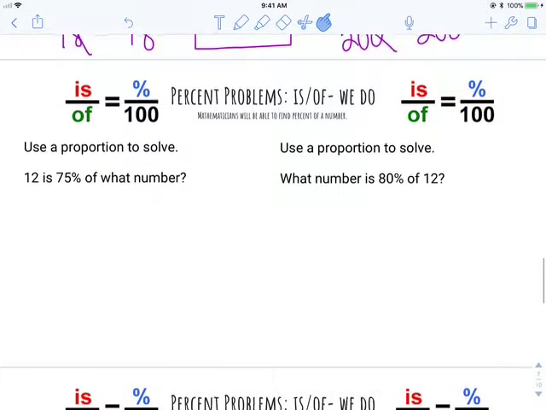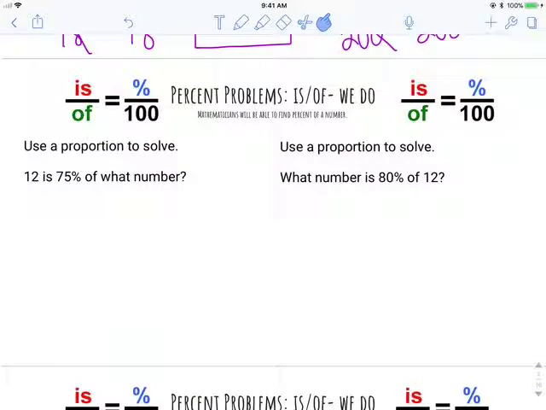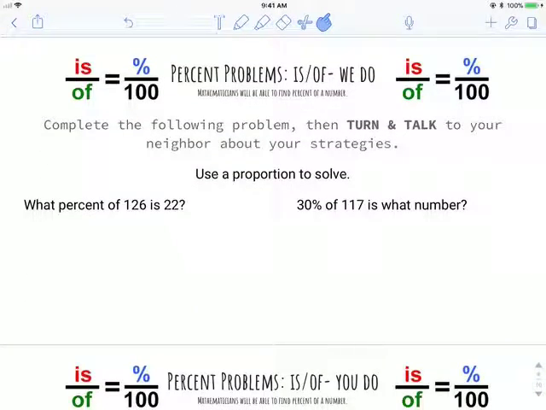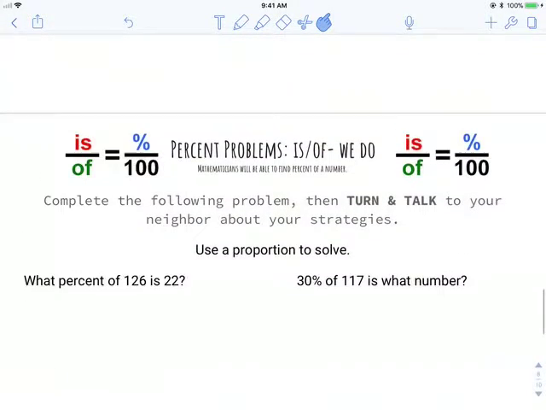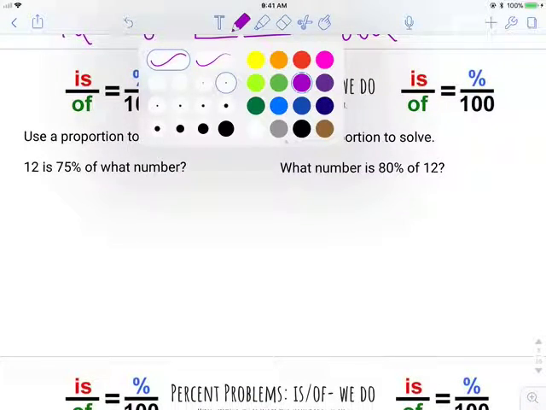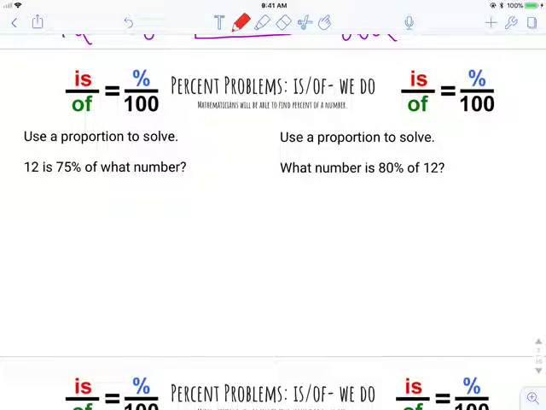Right, so I want you to try these two with maybe someone you're sitting next to, and I also want you to try the next. So do 4 problems, pause this video, and then come back and I'll run through the answers with you. All right, so hopefully you've done these with a partner and you are ready to listen to answers.